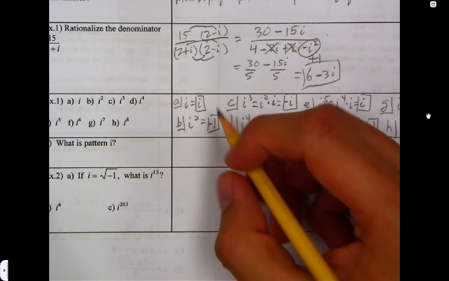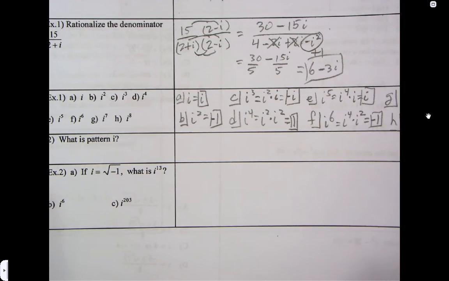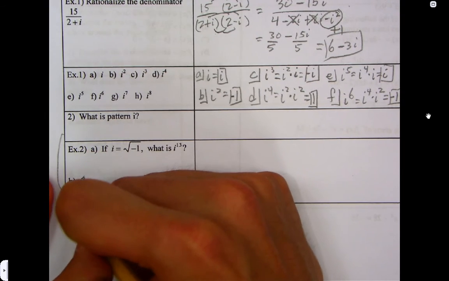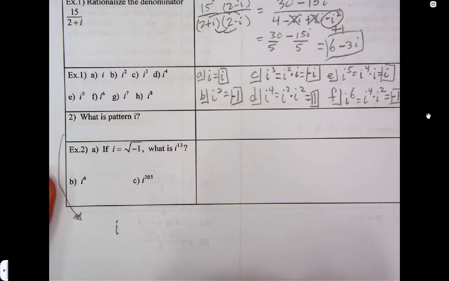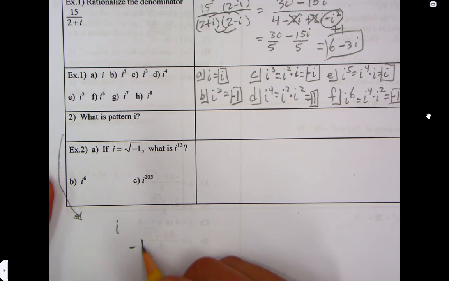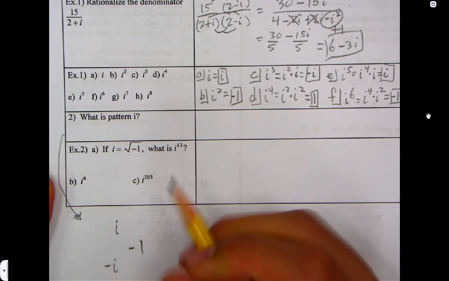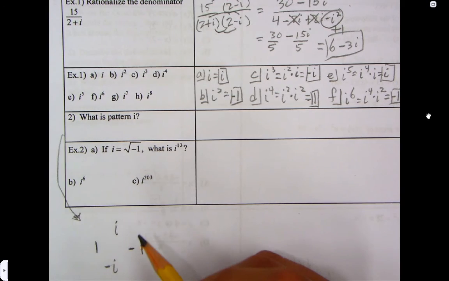Well, we should all know the pattern because we just went over it. The first one is, I'll write it down here, the first one is I. I squared, we all know, so the second one is negative 1, because I squared is equal to negative 1. And the other ones are just opposite. So the third one is negative I. And the last one is 1. And it just keeps on going on and on.